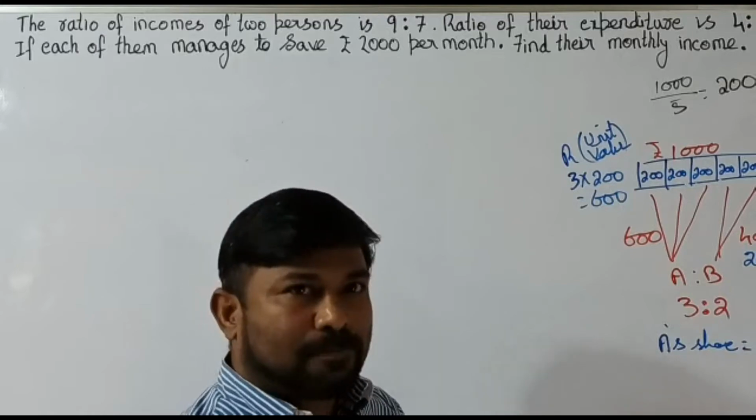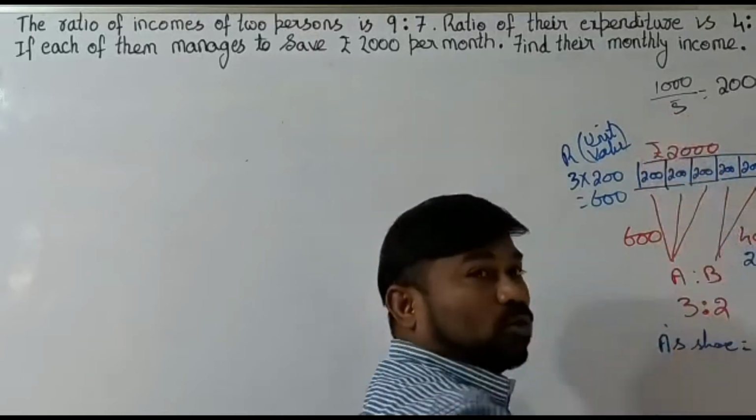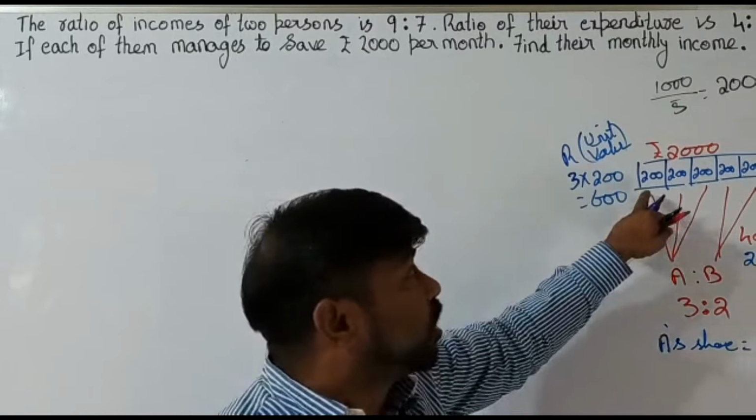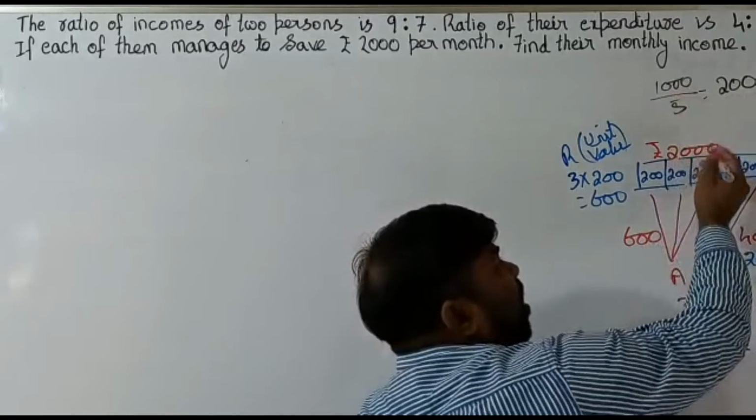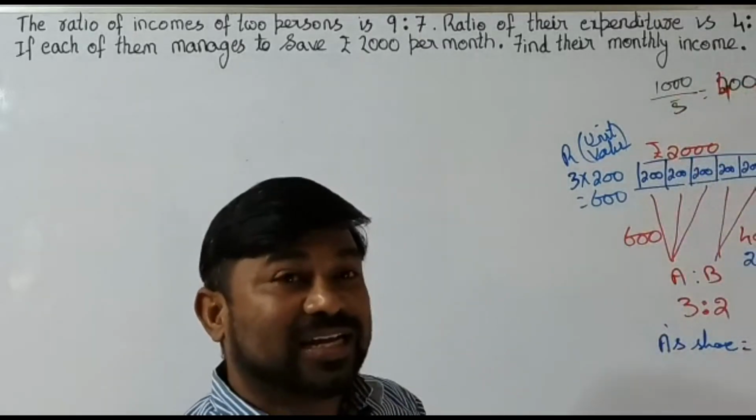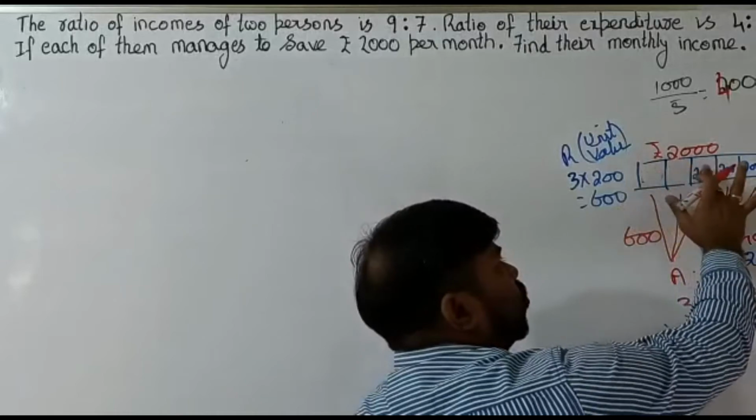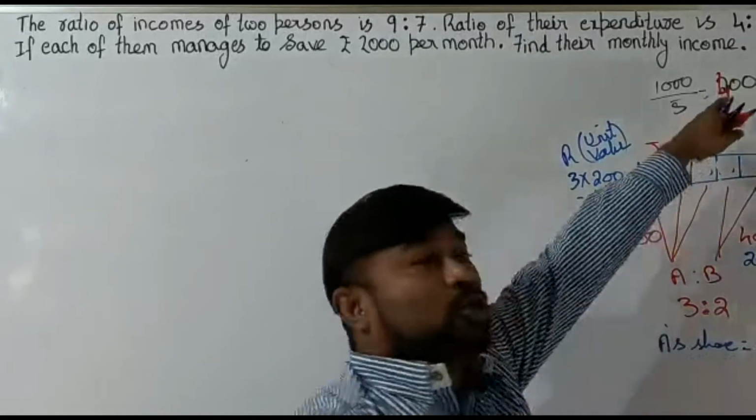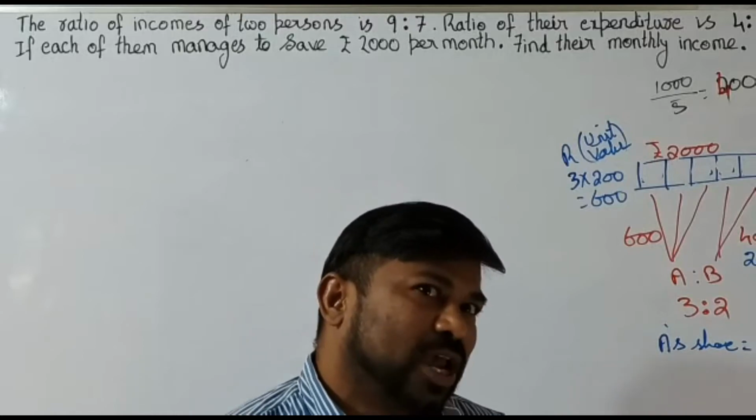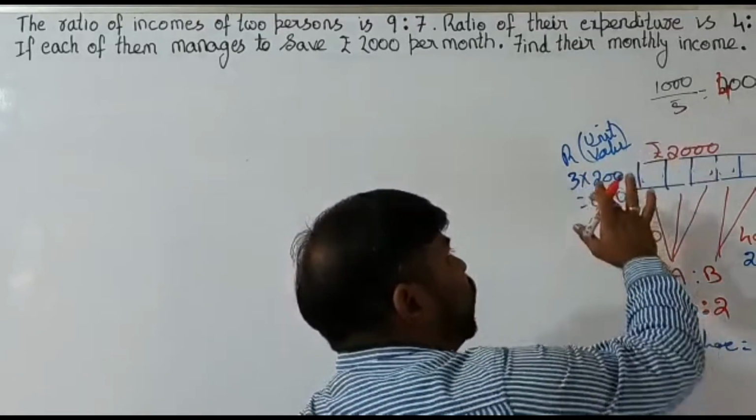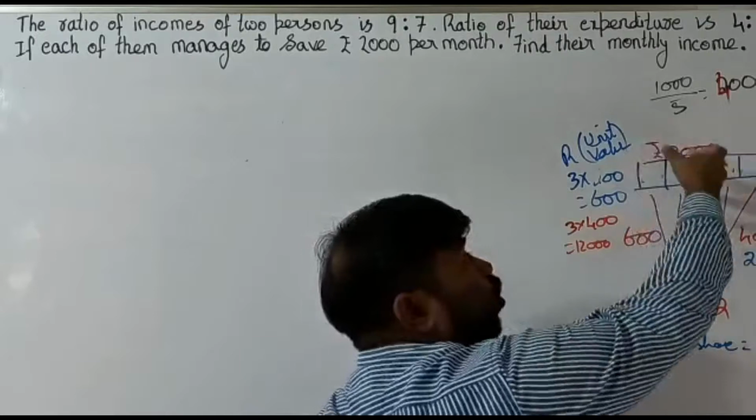For example, suppose this is 2000, not 1000. Then what might be the unit value? Obviously 2000 divided by 5 is nothing but 400. Each part is nothing but 400. Now, if I don't tell you the total, but the unit value, how much did you get? 400. And the ratio we know, right? Then can you tell me what is A's share? Yes, 3 times 400, which is nothing but 1200 out of the 2000.